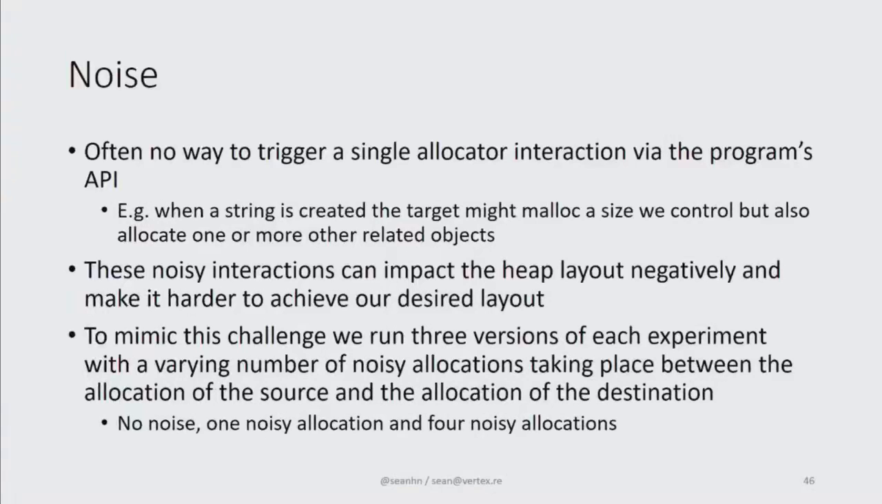As I mentioned, a lot of the time in reality, these interaction sequences are actually noisy. So what we're going to see in the results in a few minutes is there are experiments where there's no noise, experiments where there's one noisy allocation, and experiments where there are four noisy allocations. Those noisy allocations are simply extra allocations added into the interaction sequences, such that when the search interacts with the allocator, it can't interact with it with a single atomic allocation or free.